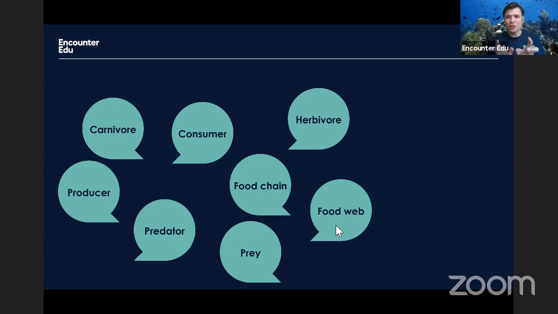So I know it's a science club and it's not school, but just to go over a few of the terms that we have when we're doing food chains. So we've got, I'll just take it from the top. So we have carnivore. So you all know what a carnivore is. That's an animal that eats another animal.